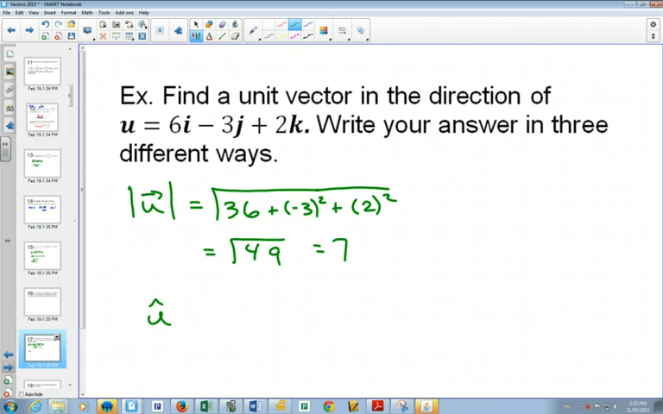So the unit vector for this one way to write it is, there's our vector 6, negative 3, and 2, and we could divide it by 7, because then its length would be 1. You could also write it with the i, the j, and the k.